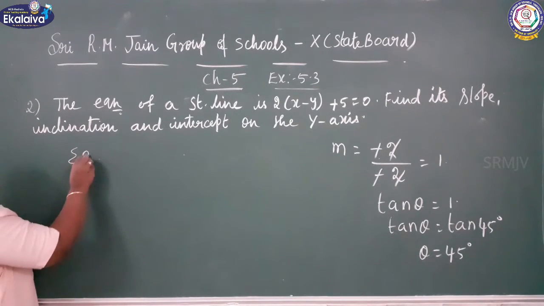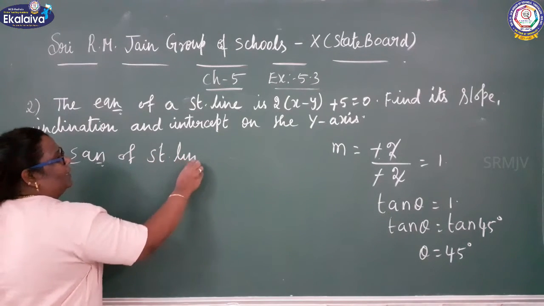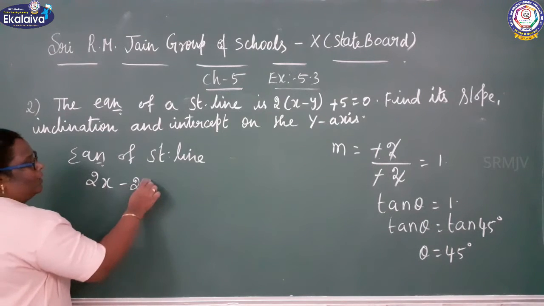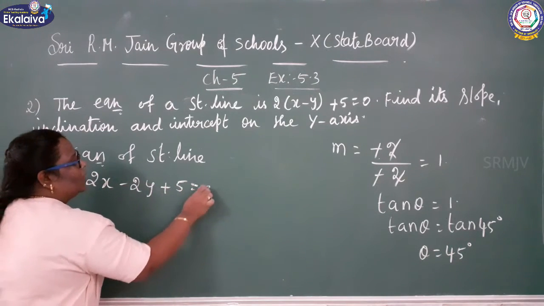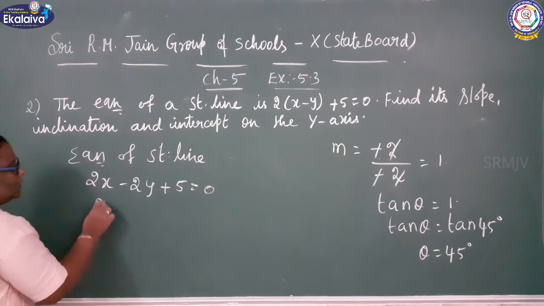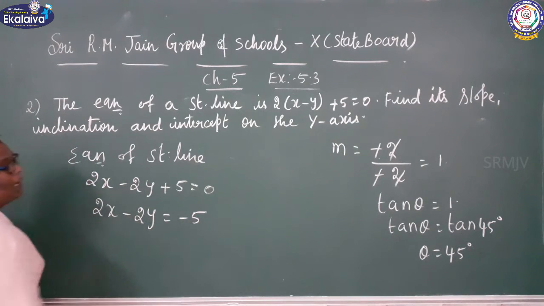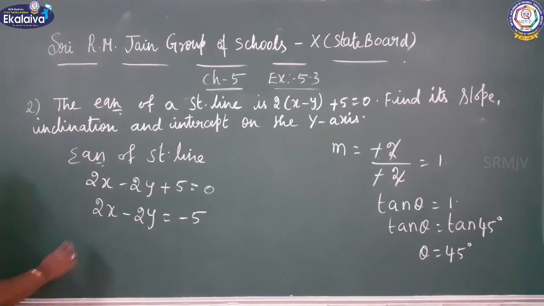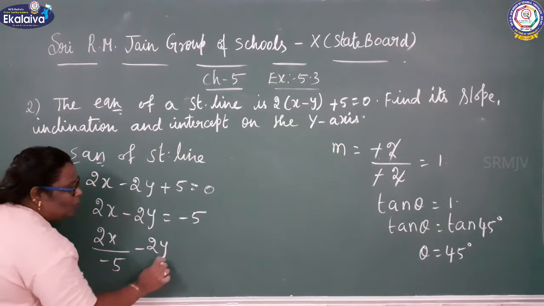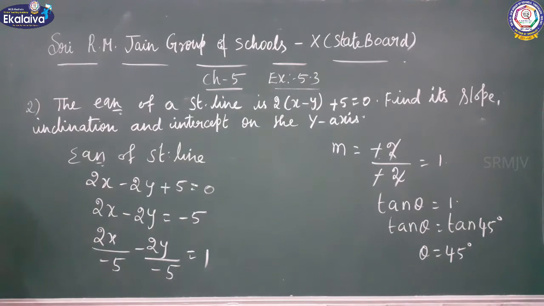Equation of straight line. What is that? 2x minus 2y plus 5 equal to 0. You bring it into the intercept form. That is 2x minus 2y equal to minus 5. So 2x by minus 5 minus 2y by minus 5 equal to 1.